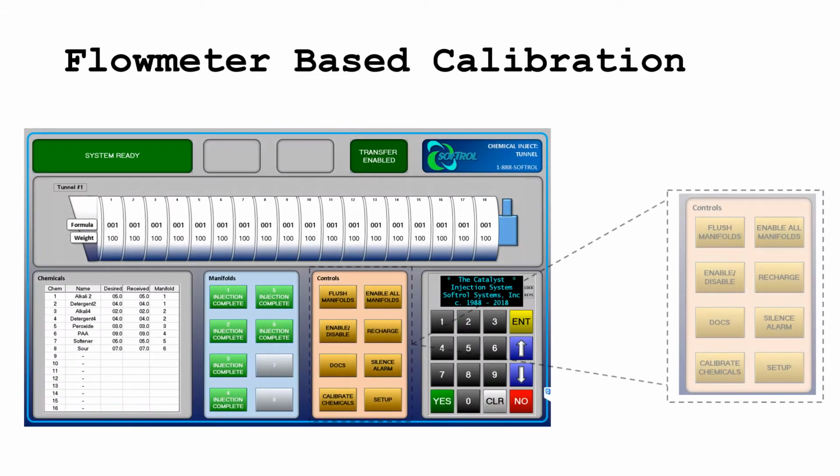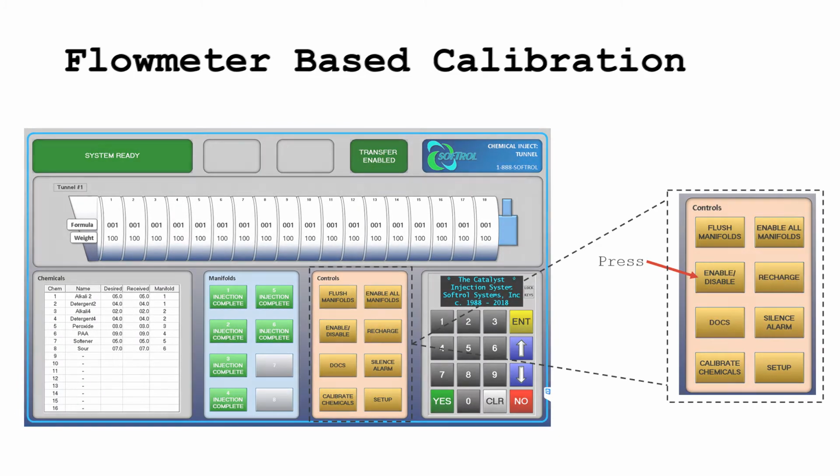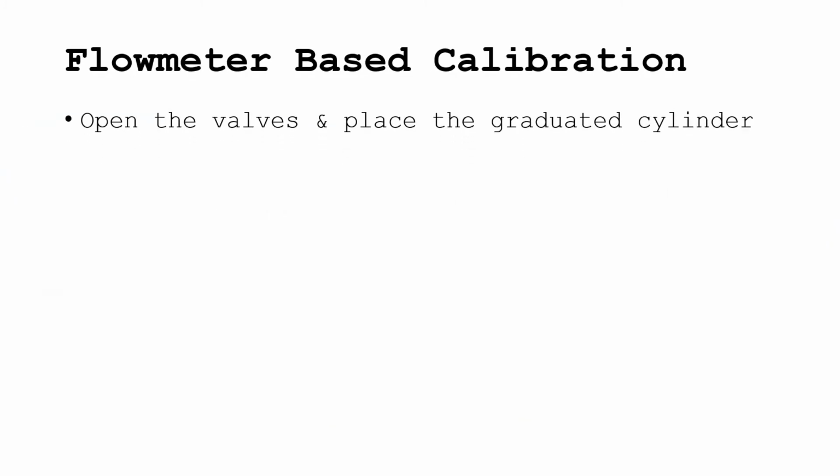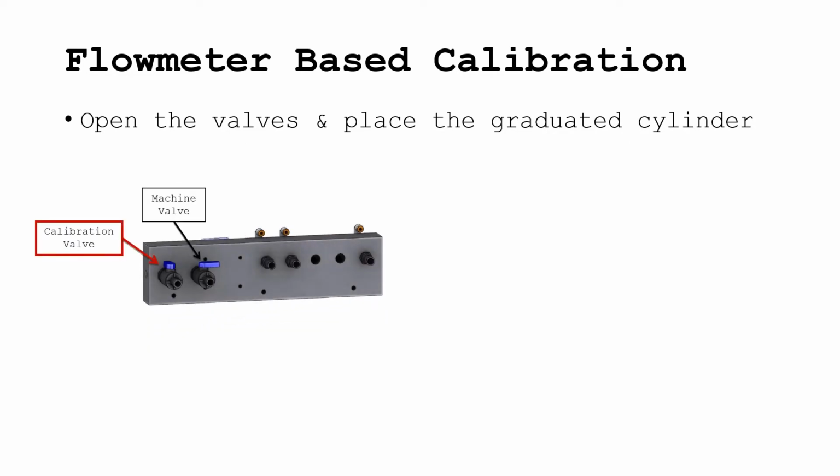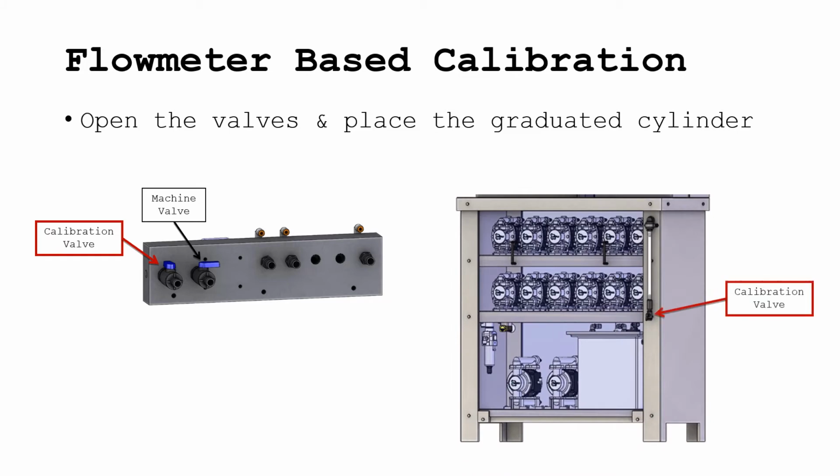Before you start calibrating the system, disable it by pressing the Enable/Disable button in the Controls menu, found here. Next, make sure the valves of the calibration line, at the beginning, behind the system, and at the end, are open, and place a graduated cylinder beneath the end valve.